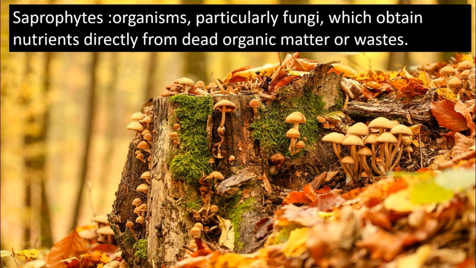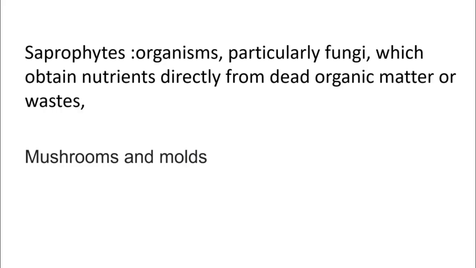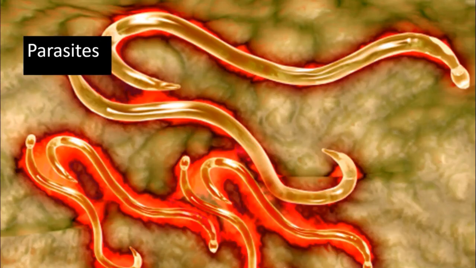So all those who obtain their food from the dead organic matter are saprophytes. So again, mushroom, even the molds are, you can even write mold as MOULDS. Okay, in both ways it is written. So mushrooms and molds both are types of fungi. They are saprophytes. They are heterotrophs. They are saprophytes. The next one is parasites.